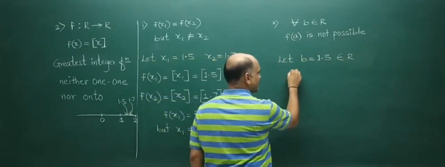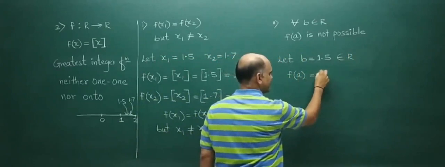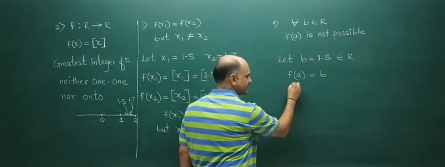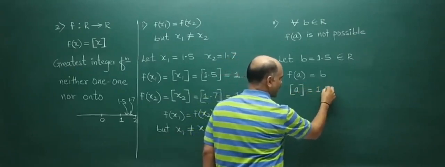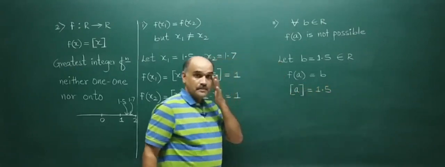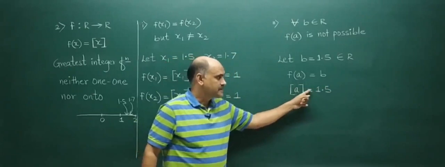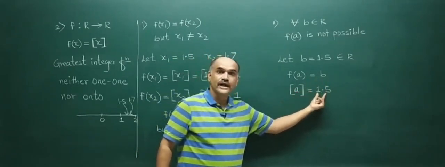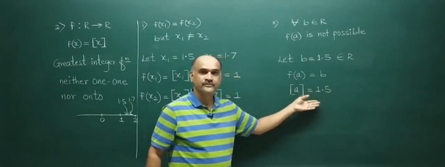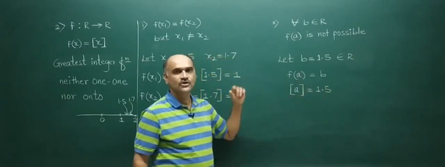Therefore, f of a is equal to b. So f of a, the greatest integer of a, is equal to b. But b is 1.5. The greatest integer of a should always be an integer, but 1.5 is not an integer. Therefore, it is not onto.